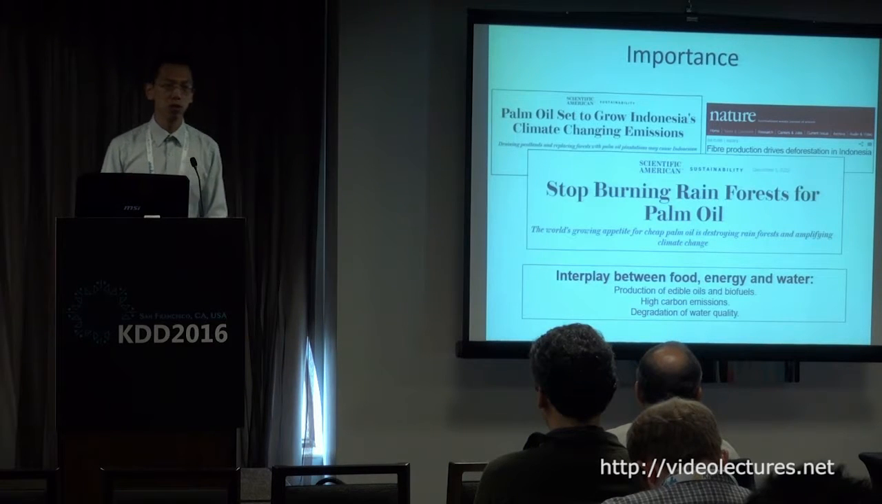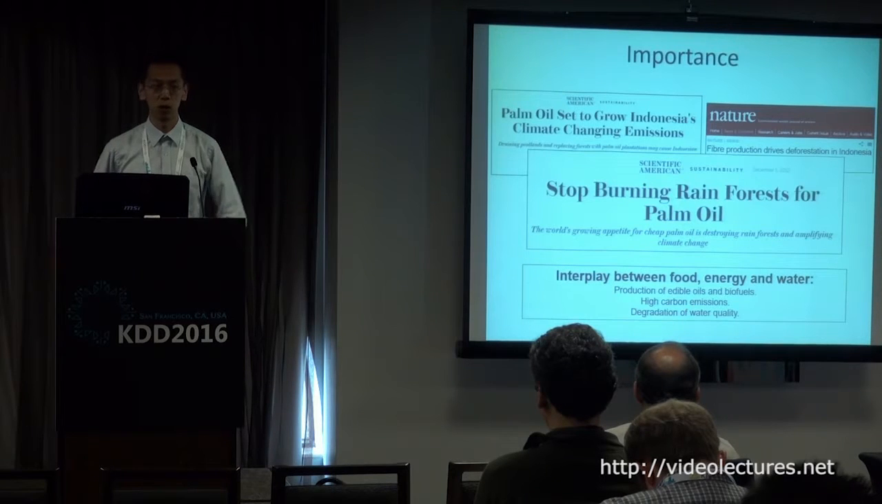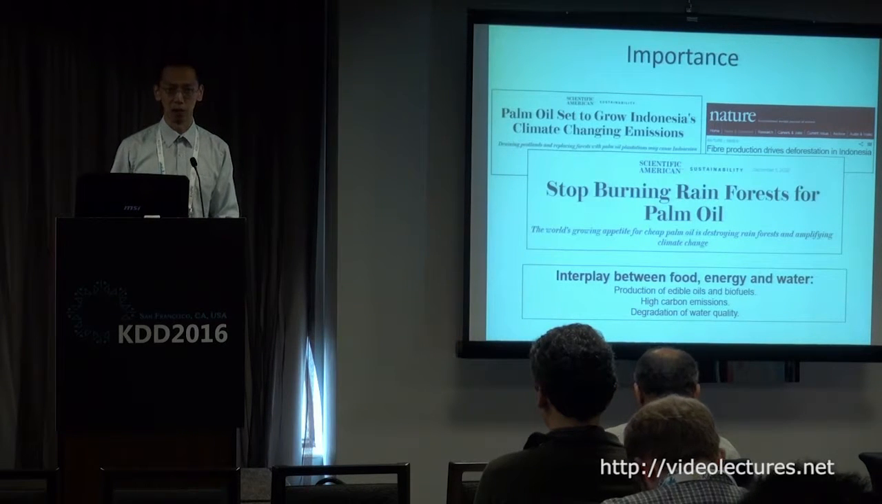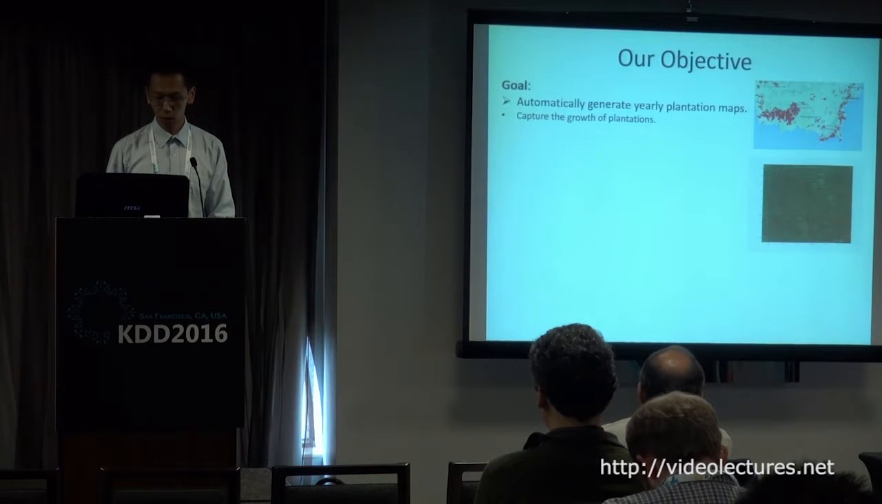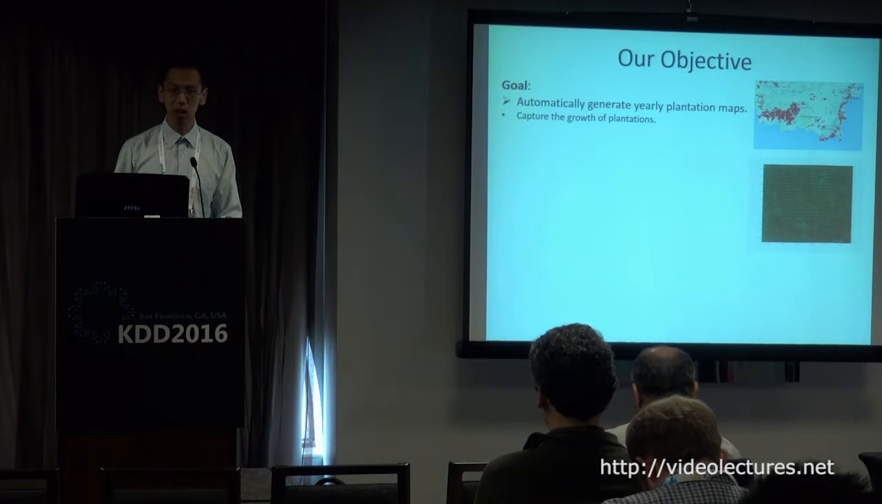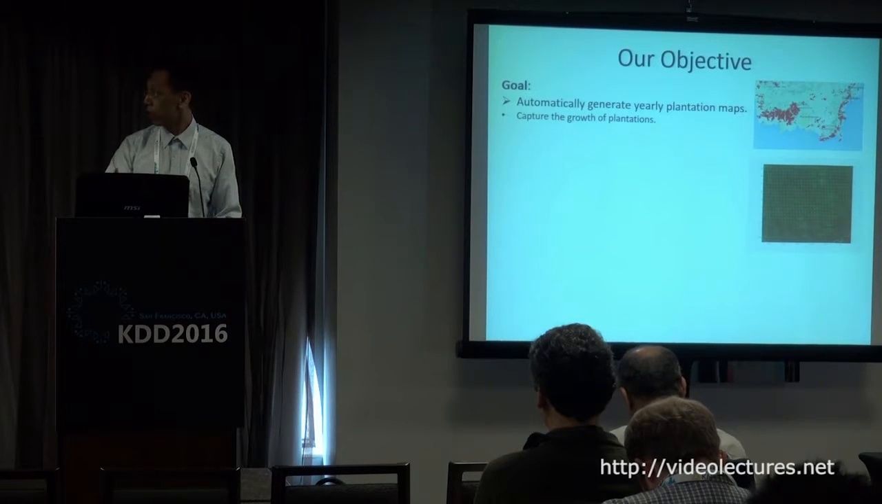Due to these impacts on the environment, many governments and local companies are trying to control the growth of plantations. But all this kind of control requires high-quality plantation maps over the years. So our objective in this project is to automatically generate yearly plantation maps, and based on these maps, we can capture the growth of plantations.